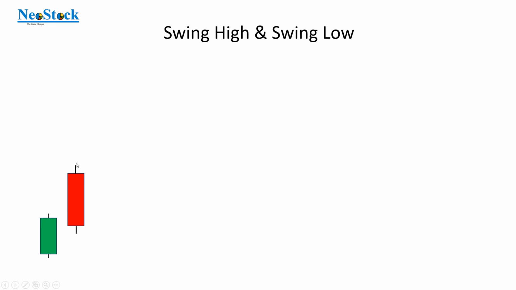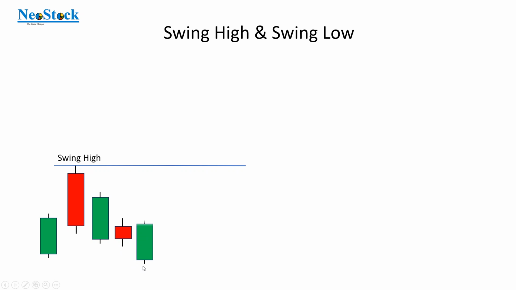Assume this is the highest point. After that, prices are going down. So this is the swing high. Assume this is the lowest point in this swing. So this is the swing highest point. This is the lowest point. Why are we calling this the lowest point? After that, prices are not going down. The prices are going up.